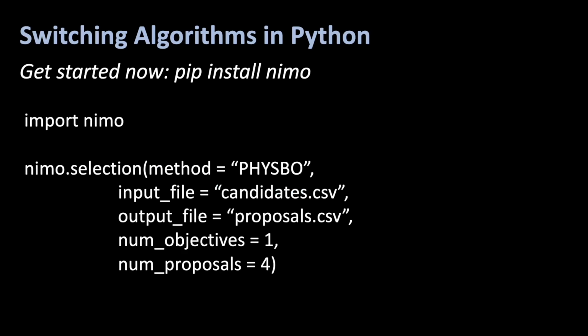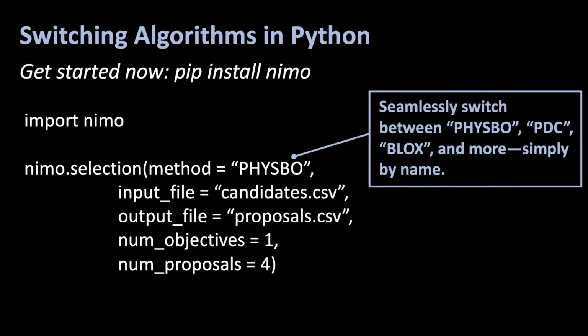Switching algorithms is incredibly easy. NIMO is a Python library, which you can install via pip install nimo. The code requires only 2 main steps: importing NIMO and calling the NIMO selection function. In this function, you simply specify the algorithm name in the method argument.